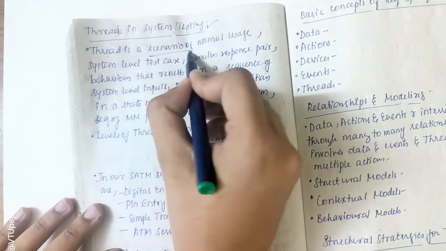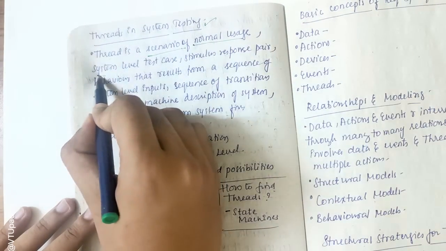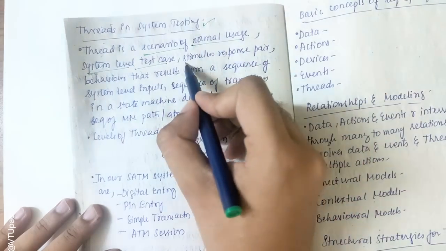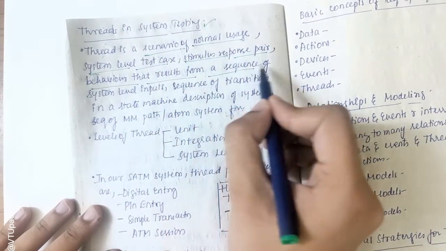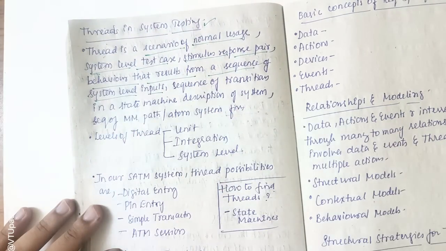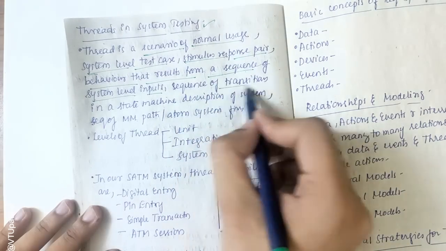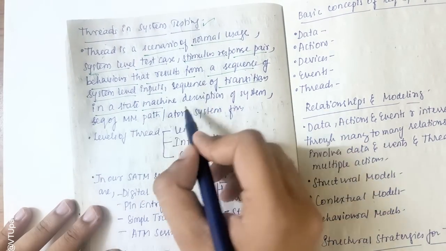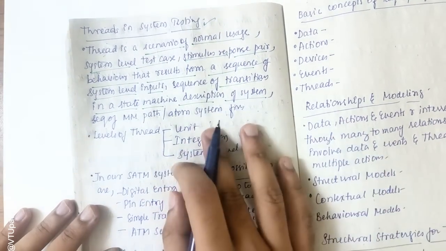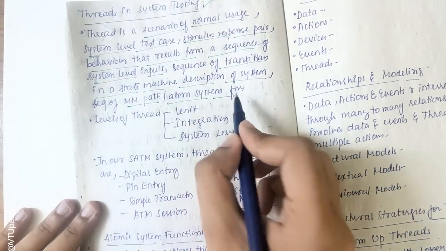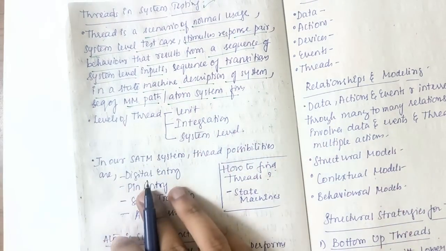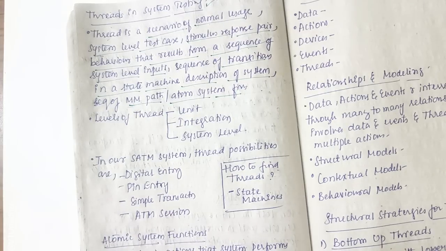A thread is a scenario of normal usage, or it could be a system level test case, or a stimulus response pair, or the behavior that results from a sequence of system level inputs, or it could be termed as a sequence of transitions in a state machine description of the system, or it could also be called a sequence of paths or atomic system functions. So these are all the basic definitions of threads.